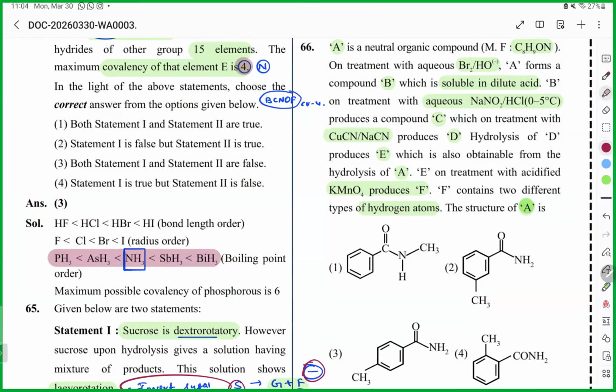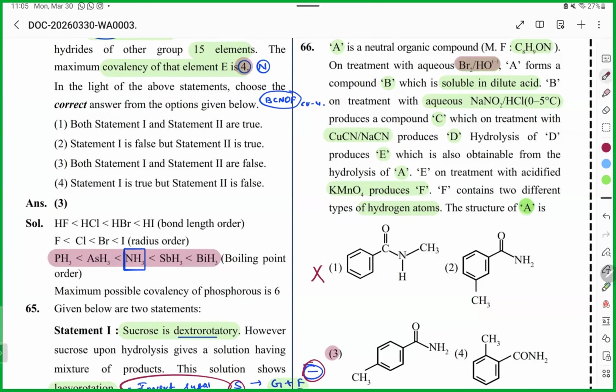A is a neutral organic compound, reacts with bromine water, like bromine KOH. So if you take bromine and OH negative, this is Hofmann bromamide degradation reaction. Option 3 would be the correct answer, I guess, sir. Yes, option 3 is correct. So Hofmann bromamide degradation, it should be amide. So at least you can eliminate the first option by reading the first statement.